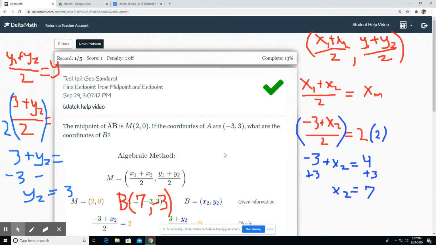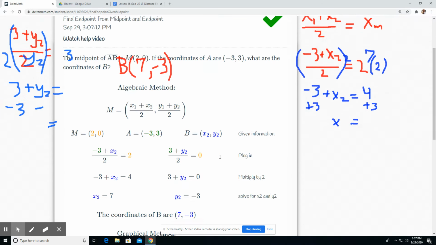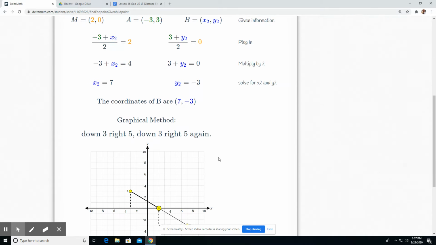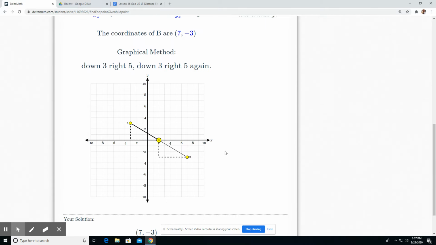Got it. And we are doing the algebraic method, and all the steps are the same. And they have a graphical method down here.